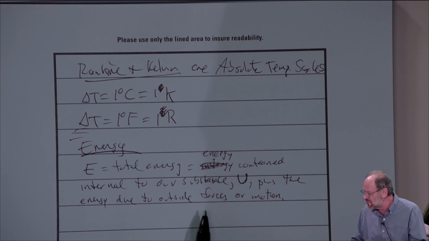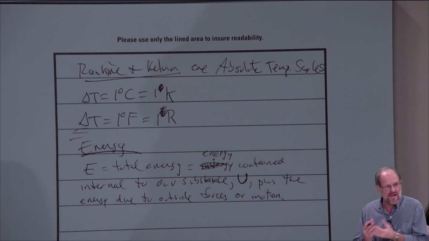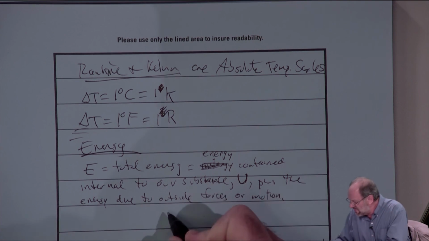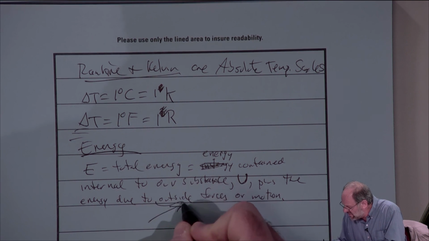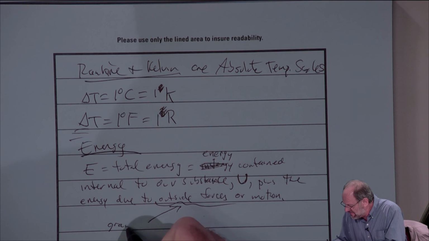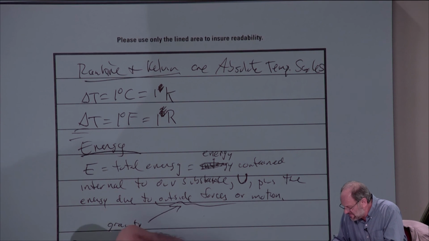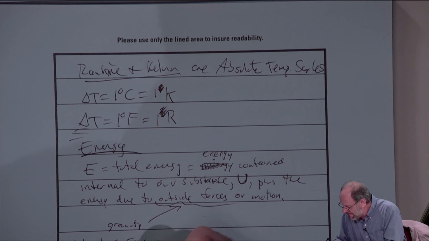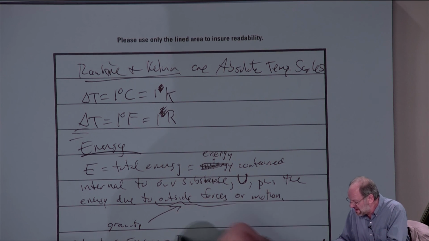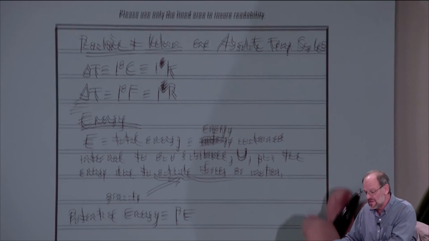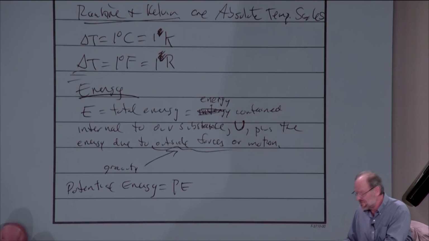First, with regards to outside forces, how about the gravitational force of the Earth? So one of those forces that we're going to deal with is basically gravity, and this leads us to what we call potential energy. Okay. So in this class, the potential energy is just going to be PE for potential energy.